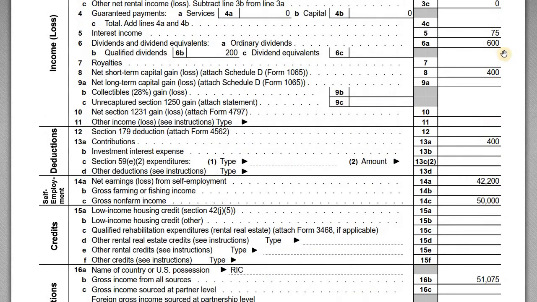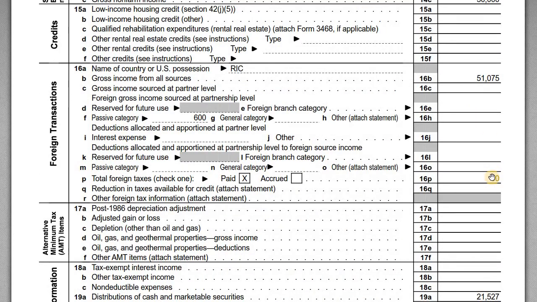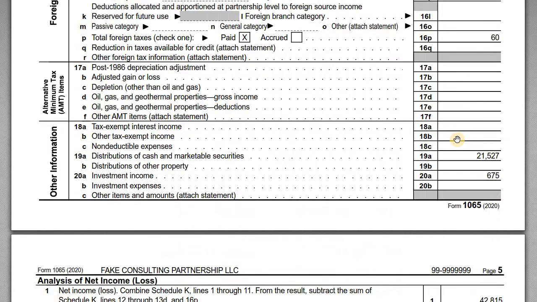So you had some dividend income come in, and a portion of that dividend was foreign source, and so the foreign source country took out some foreign taxes, $60 in this case, which you can ultimately, when you fill your 1040 out, attach a Form 1116 to try to take a foreign tax credit for the amount of taxes that were withheld on the dividend income. And in the other information section, line 19A, distributions of cash, right? This is the amount of cash, again, that was distributed out to the partners during the year.